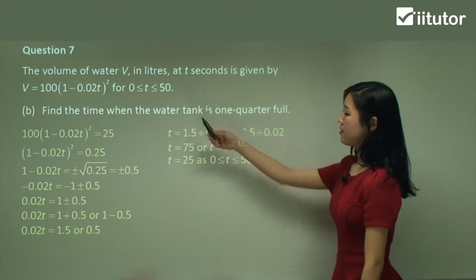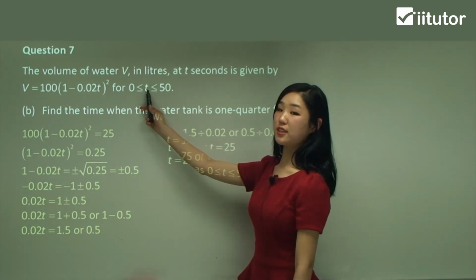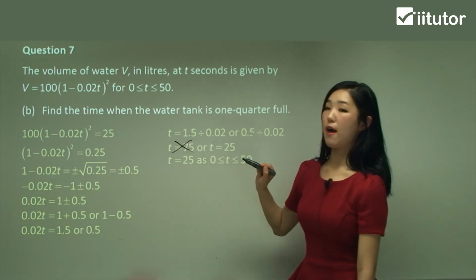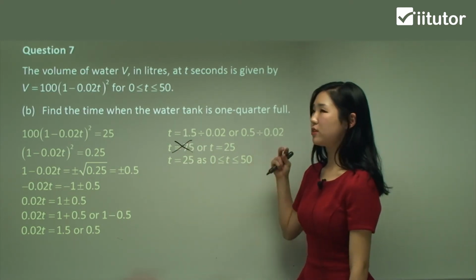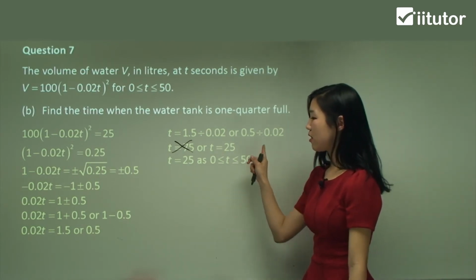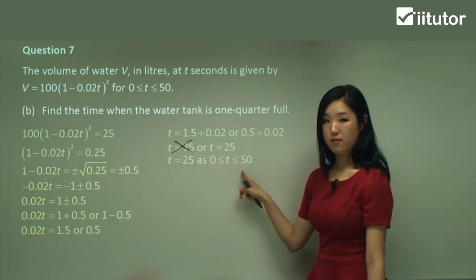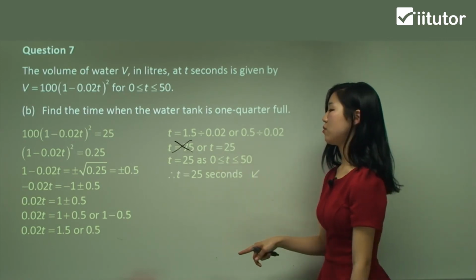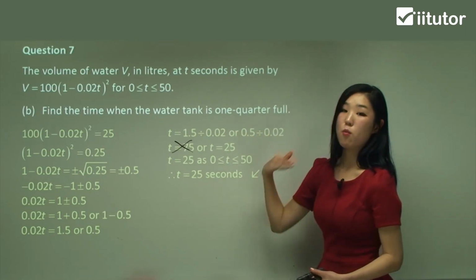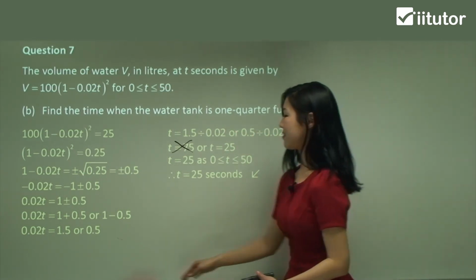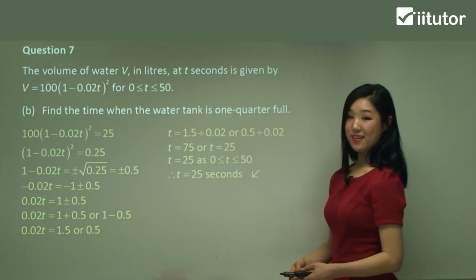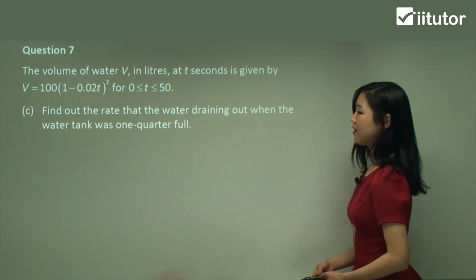Now remember guys, in this question, it tells you that t must be between 0 and 50. So we cannot have the 75. But you must tell me this, or tell your teacher this in your exam, okay? So make sure you eliminated the 75 because of this. Okay, so therefore, only 25 seconds. So 25 seconds is the time it takes for the tank to be 1/4 full. Okay, so that's the question, and that's the answer. That's part B. Let's move on.